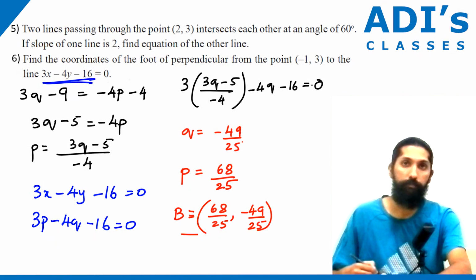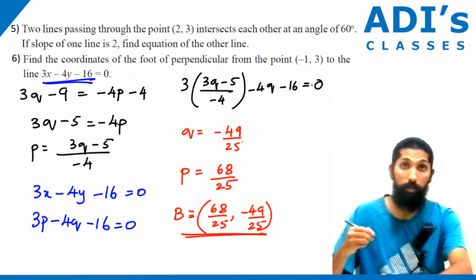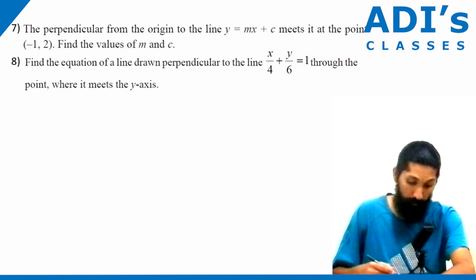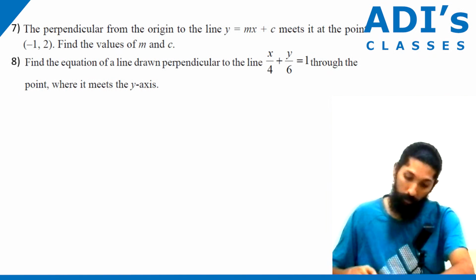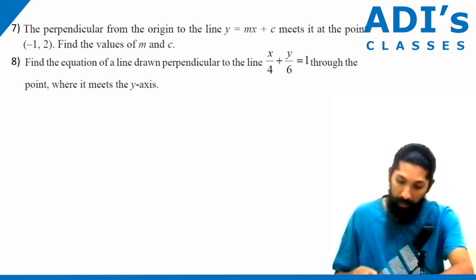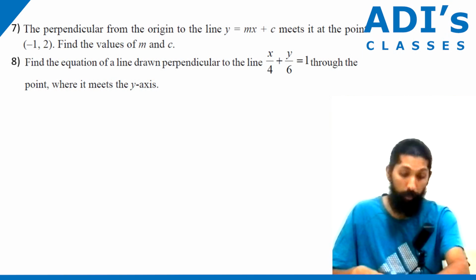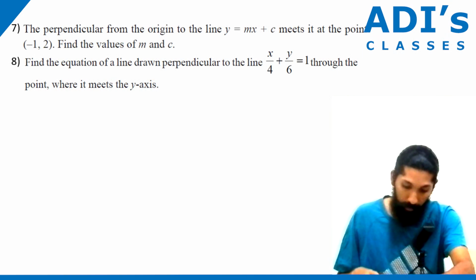This is the answer. Clear? Now let's solve the next question. See the seventh one. The perpendicular from the origin to the line y is equal to mx plus c meets at the point minus 1 comma 2. Find the values of m and c.